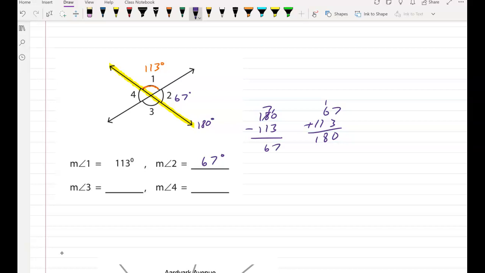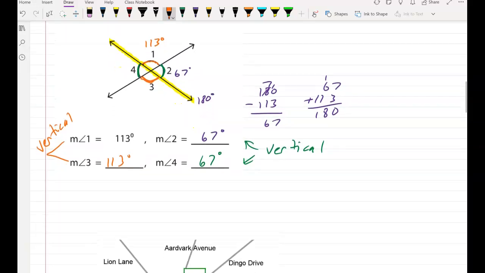They are supplementary. Now, the cool thing is that if the measure of angle 2 is 67 degrees, then the measure of angle 4 also has to be 67 degrees because those two angles are vertical angles. They are opposite from each other on an intersection. And if that's the case, then the measure of angle 3 also has to be 113 degrees because angle 1 and angle 3 are also vertical angles. So that's pretty darn easy. Vertical angles, you gotta love them.